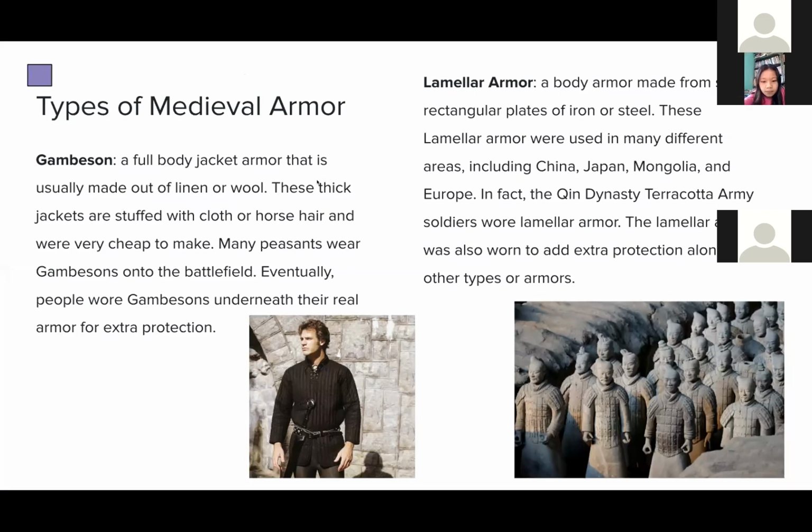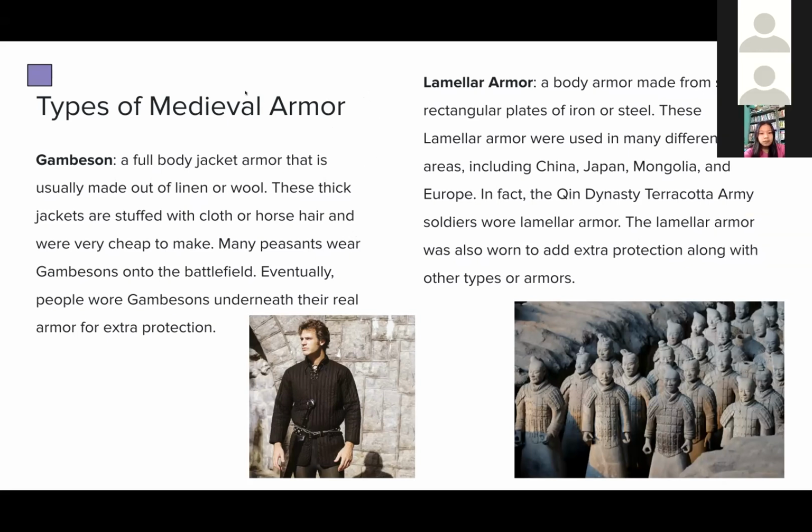Now, laminar armor is body armor made from small rectangular plates of iron or steel. And these were used in many different places, including China, Japan, Mongolia, and Europe. As an extra little fact, in Japan, they tended to use leather actually, because leather was more common. And in fact, the Qin Dynasty terracotta army, you can see they wear laminar armor. And this was to add extra protection along with other types of armors.